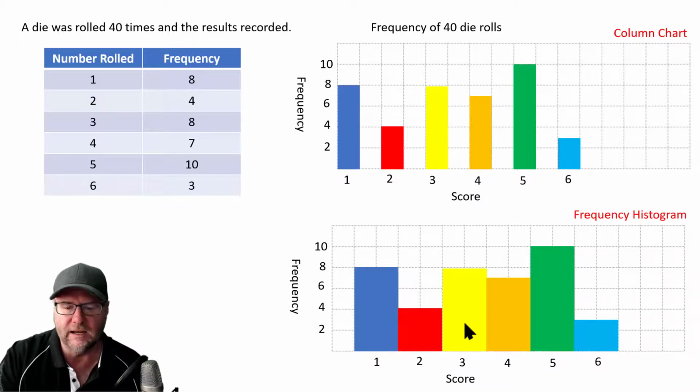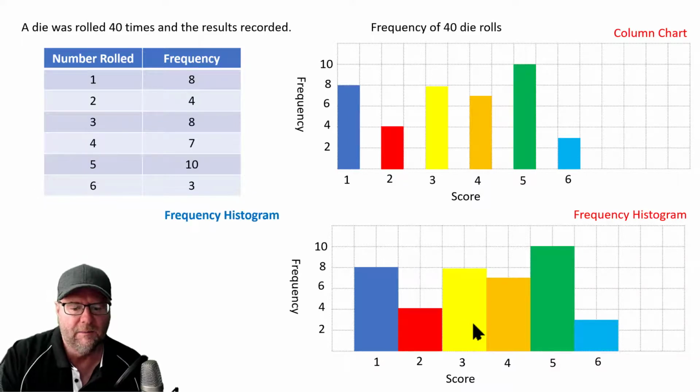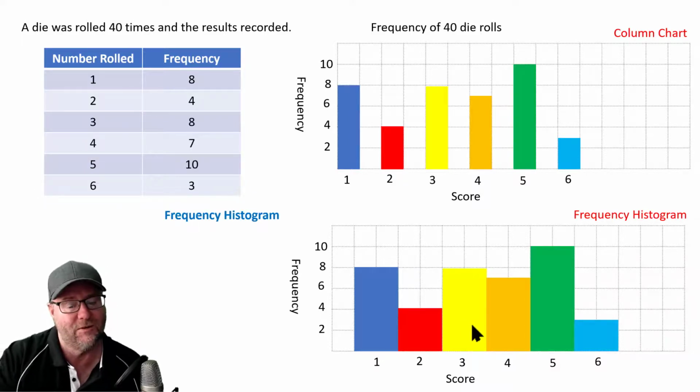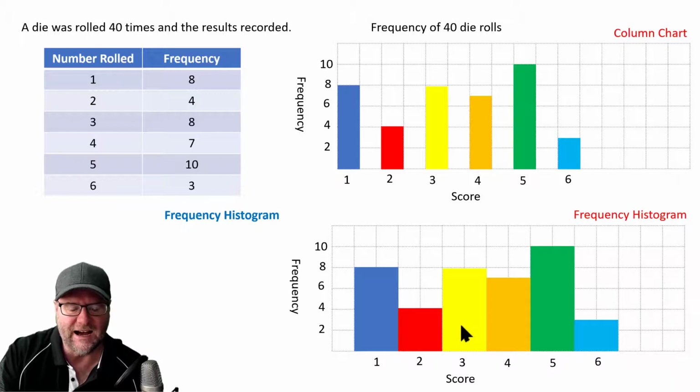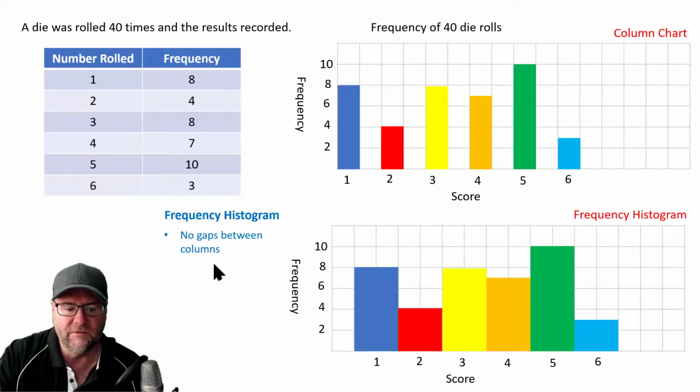It represents the same data. It looks a lot like a column chart, but a couple of important differences. And let's just summarize what those differences are. The first thing is there's no gaps between the columns. Okay, up here I had gaps that you could see. Down here, every column has no gaps.